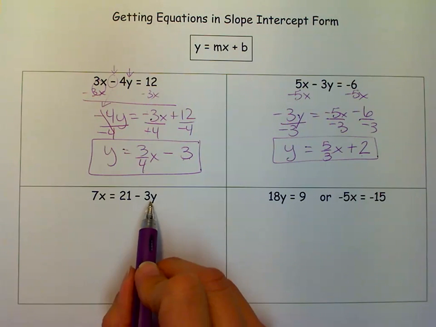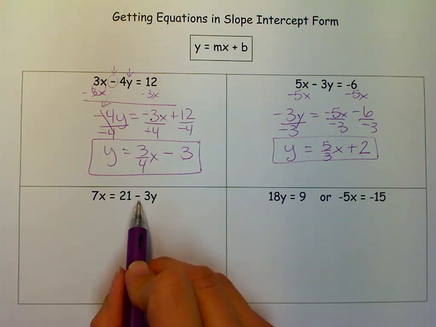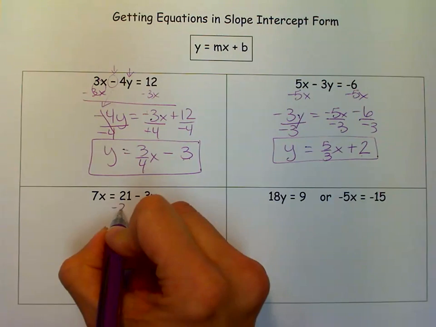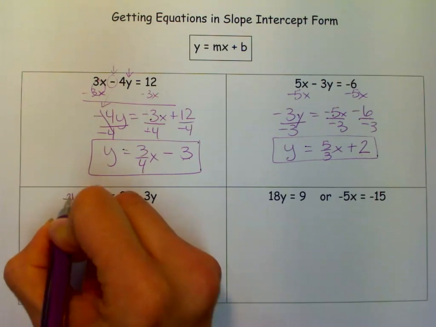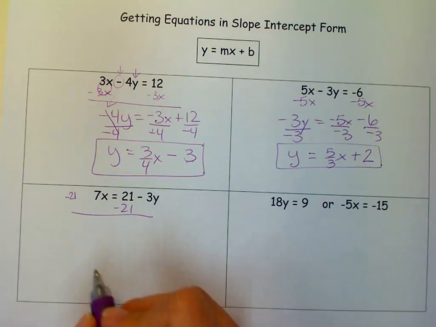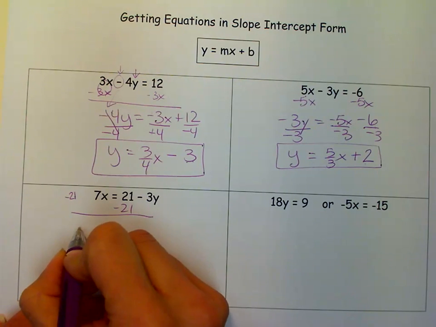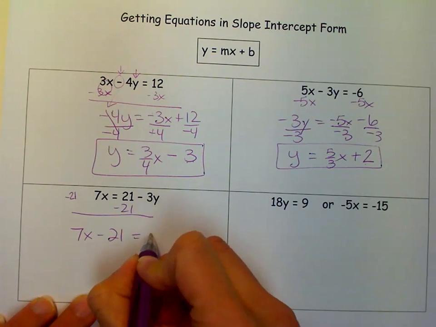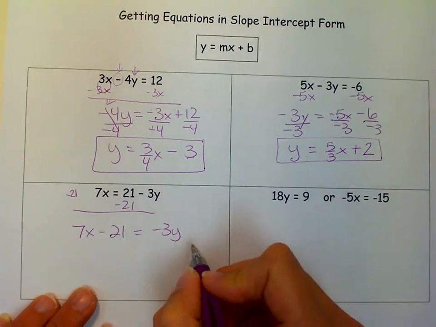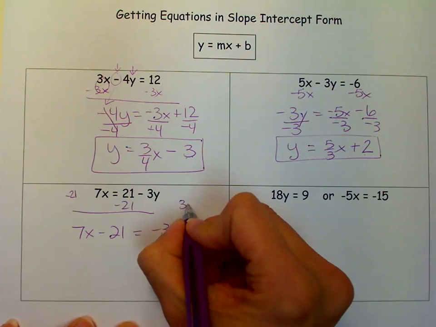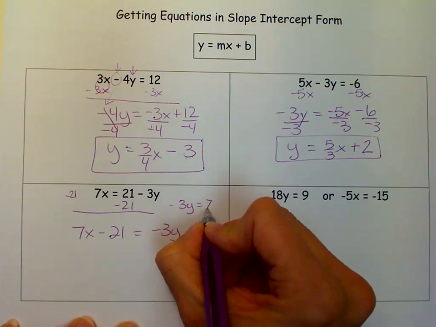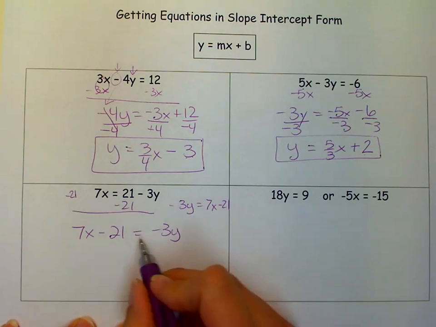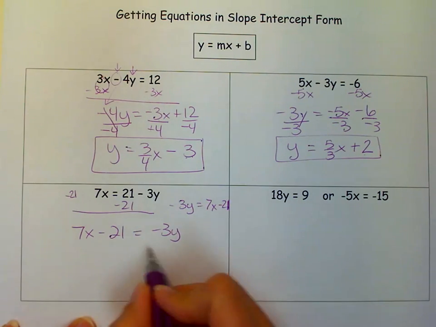Okay, on to this one. Now y is on this side. So it's okay to move things to the other side. We can just minus 21 from both sides. And so I get, well, I'm going to say 7x minus 21 equals -3y. Some people don't like that. You could also just say -3y equals 7x minus 21. You could just switch everything if you wanted to, but I don't mind it like this.